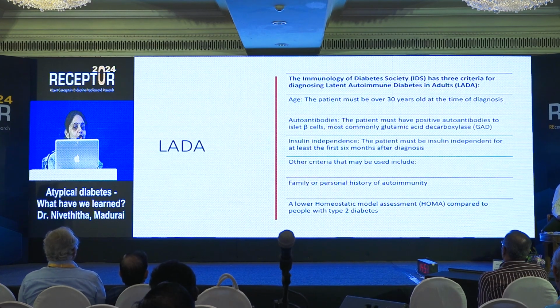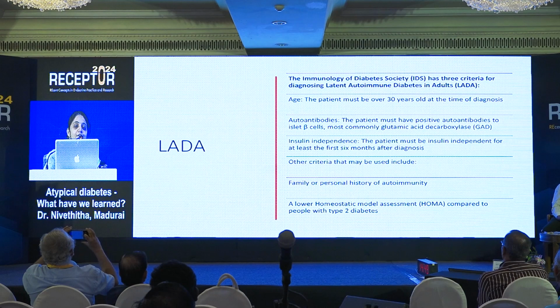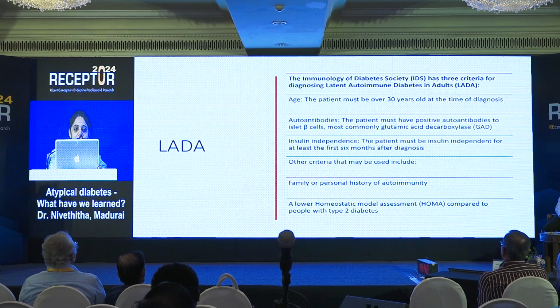So LADA, late onset autoimmune diabetes in adults. The terminology has changed, which we shall come to later. So this is the criteria for LADA. Age, the patient must be over 30 years old at the time of diagnosis, and the patient has to have antibodies, either GAD or IA2, and the patient will classically be insulin dependent at least in the first 6 months of their diagnosis.